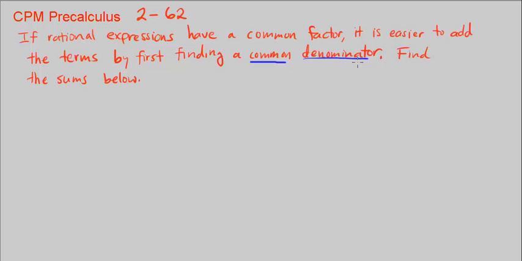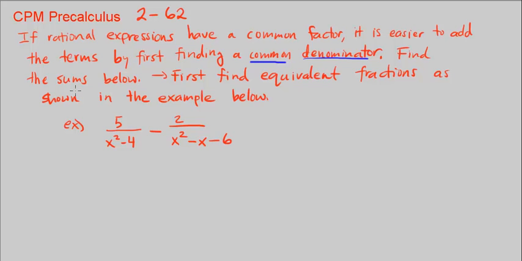First find the sums of the following, and first find equivalent fractions as shown in the example below. So let's go ahead and look at the example first. Okay, so here's the example. We have 5 over x squared minus 4 minus 2 over x squared minus x minus 6, excuse me.